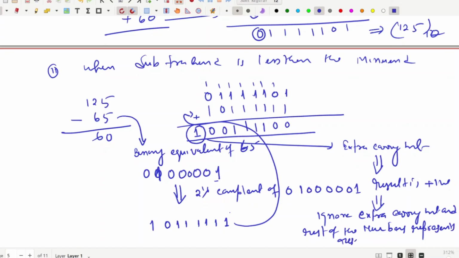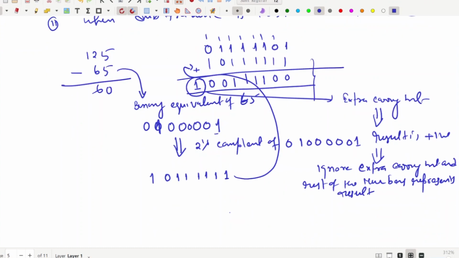Result is equal to, ignoring the carry bit, 0 1 1 1 1 0 0. What is this? When we find the binary equivalent of this number, this is 2 to the power 0, 1, 2, 3, 4, 5. This means 2 to the power 5 plus 2 to the power 4 plus 2 to the power 3 plus 2 to the power 2. The rest are 0, so that is equal to 60. So this result is the same as this result. This means this is the way of performing a subtraction with the help of 2's complement.